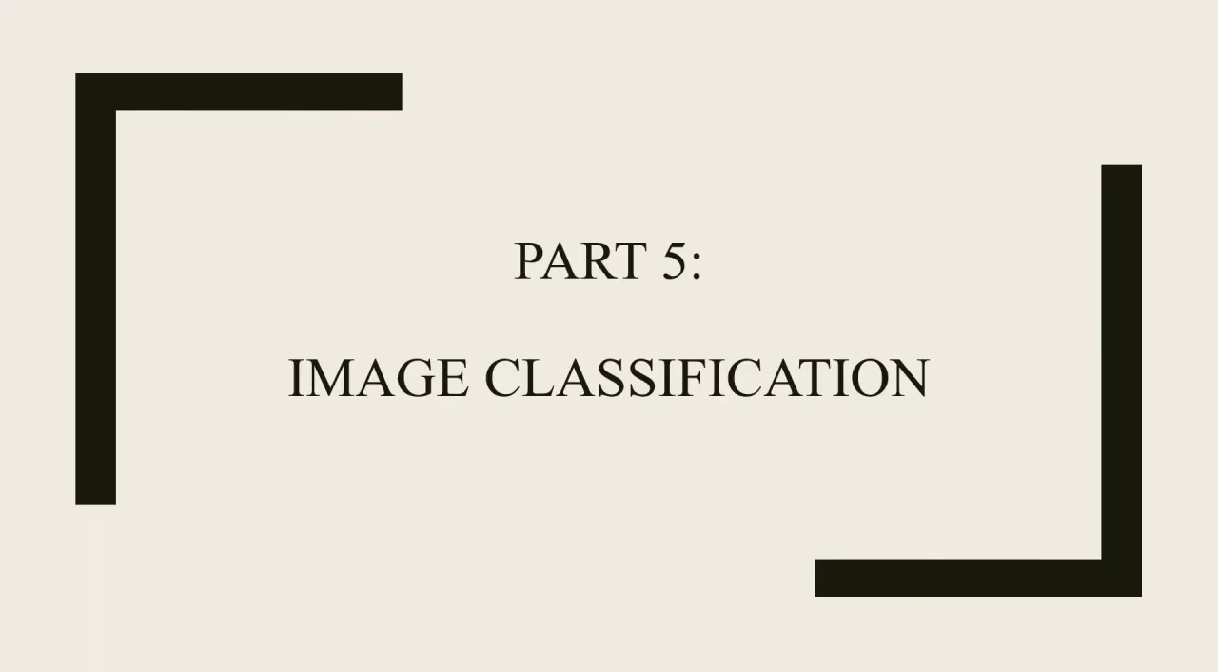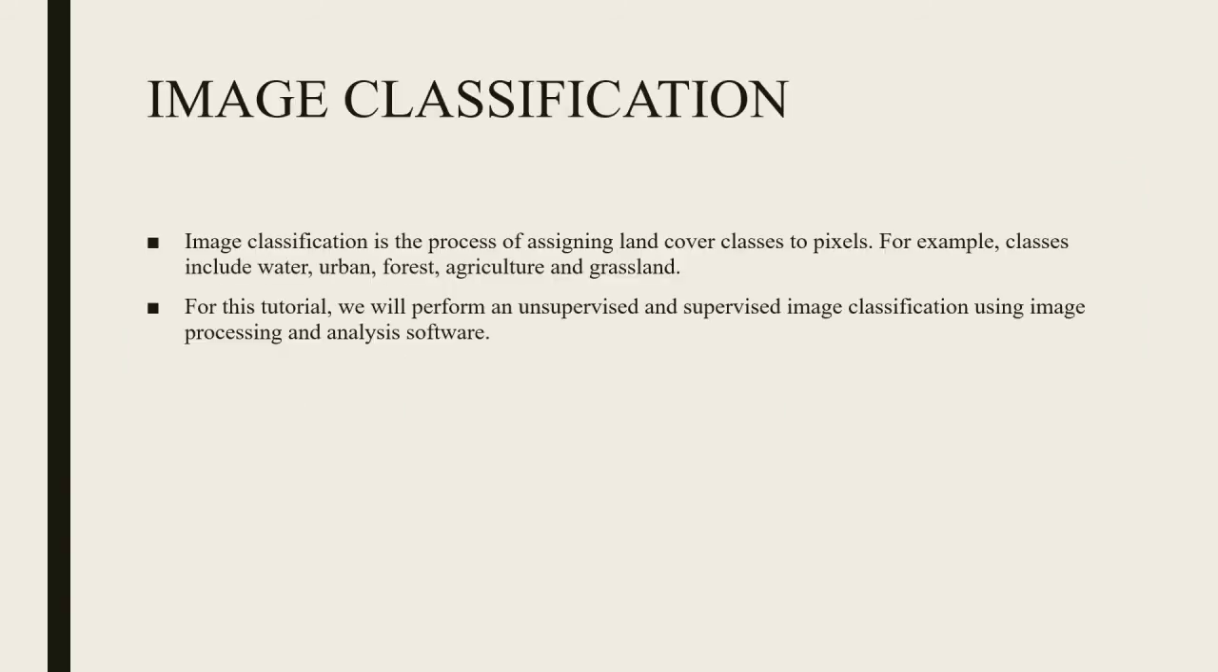Lastly, we move to part 5, which is image classification. Image classification is the process of assigning land cover classes to pixels. For example, classes include water, urban, forest, agriculture, and grassland. For this tutorial, we will perform an unsupervised and supervised image classification using image processing and analysis software.